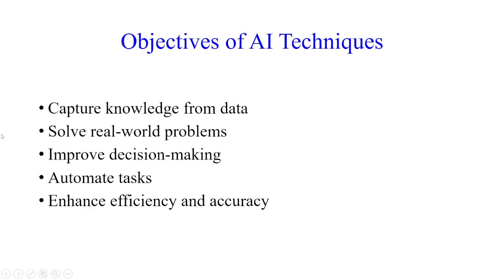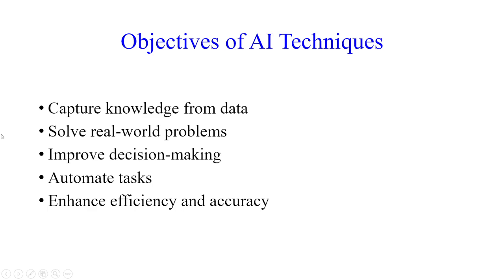Third one is improving decision making. Traditional software uses rules, right? AI, on the other hand, can evaluate multiple possibilities and suggest the best decision based on the available information. Let us take an example. We are using Google Maps in our day to day life. It helps you find the best route, the fastest route. That's where AI comes in, taking the decision.